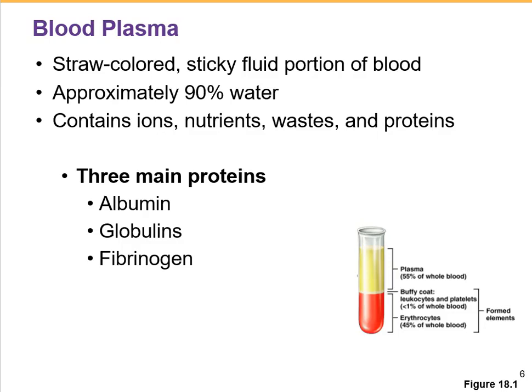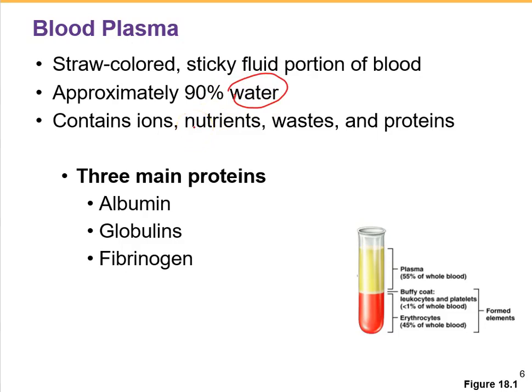Now let's break down the features of plasma. The plasma is a straw-colored, sticky fluid portion of blood. Its color can vary slightly depending on its concentration and the presence of other substances. Plasma is primarily composed of water, so 90% of plasma is water.